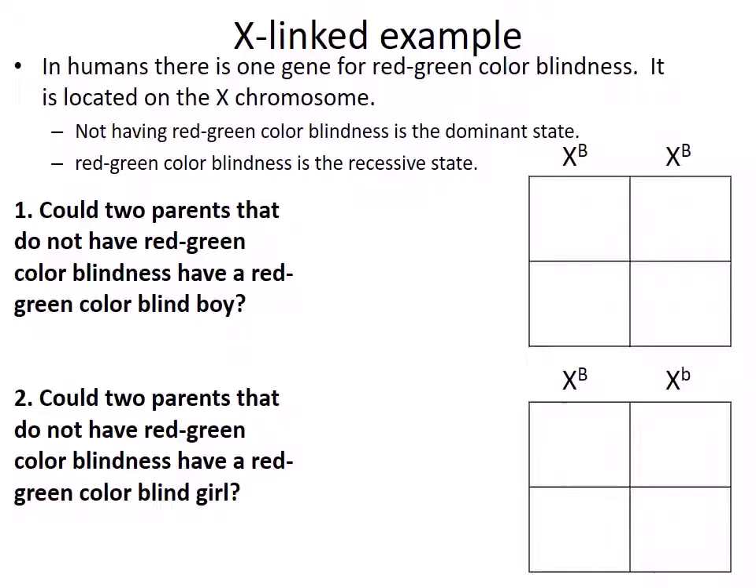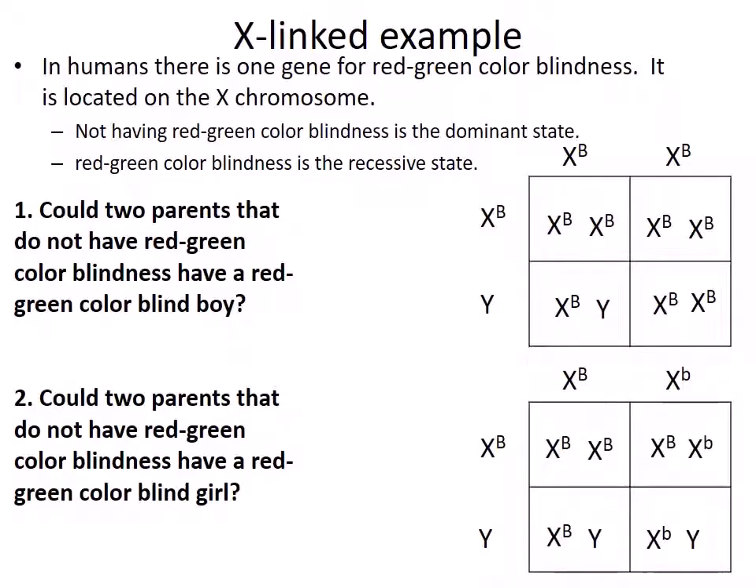She could either be X big B, X big B, or X big B, X little b. The dad, if he's not colorblind, has to be X big B, Y. So that's our dad option. If we fill out our Punnett squares here, there's our first one, and ta-da, there's our second one.